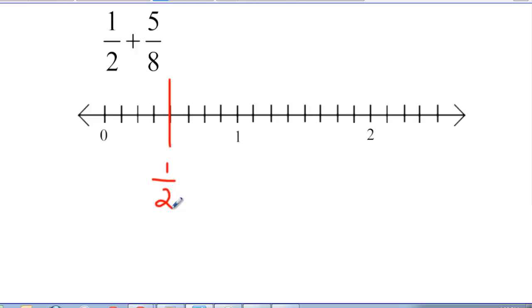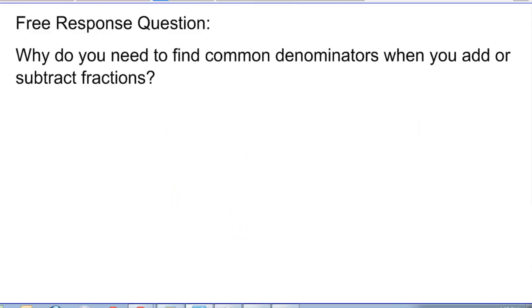And then if I added 5 more eighths onto that, I'm adding 1, 2, 3, 4, 5 more eighths, and that would put me to right here. So if I added those 2 together, I would have 1 and 1/8. And I haven't done anything to find a common denominator there. I just used my number line. But it was easy to find 1/2 because I knew exactly where that was. So that's not always easy to do with other fractions, but you can see that again there.